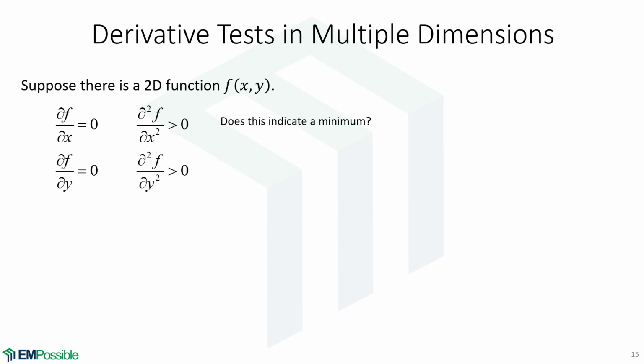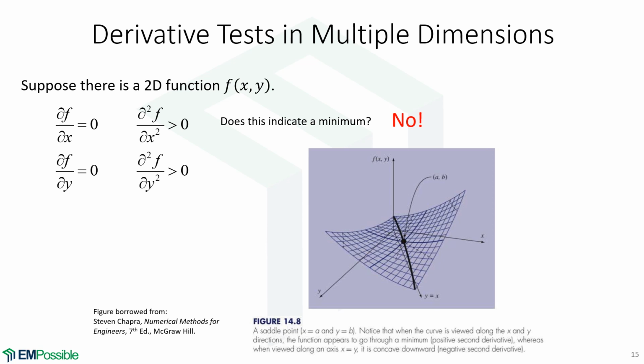Let's think about our derivative tests now that we have multiple dimensions. So let's have a scalar function f of x, y, and we check the first order derivatives in both x and y, they equal 0, and we check the second order derivative, they're both less than 0. Does this mean we have a minimum? From what we've discussed so far, it sort of does. However, the answer is no. And there's something called a saddle point.